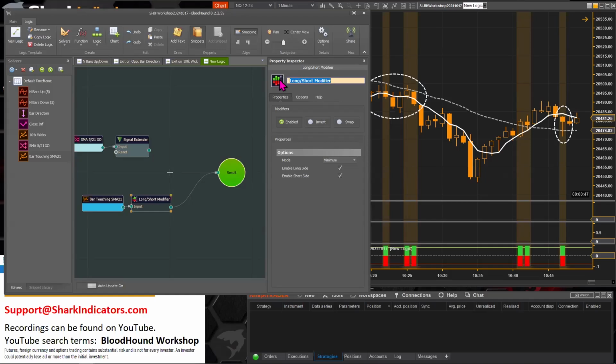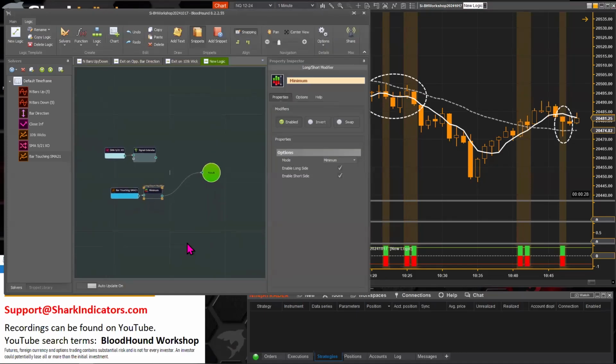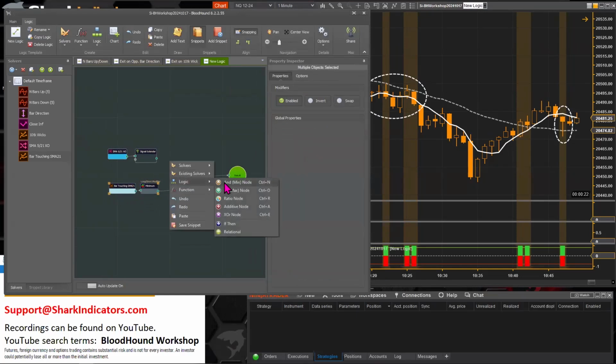There we go. So I'm just going to name this whatever mode it's set to. All right, so there's our bars touching there. And so now we need to combine these two conditions together. So we'll grab an AND node.